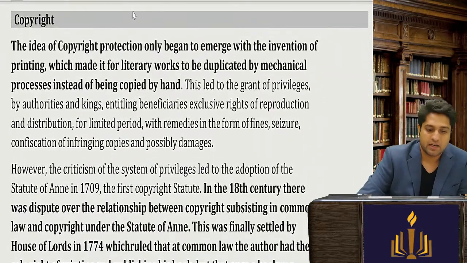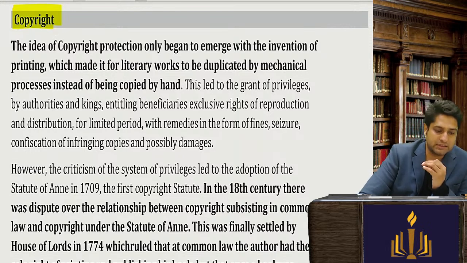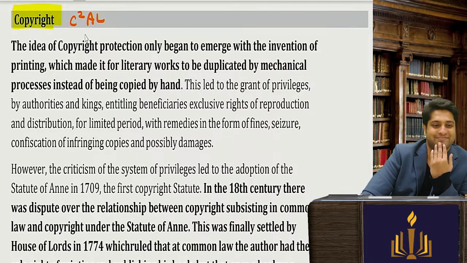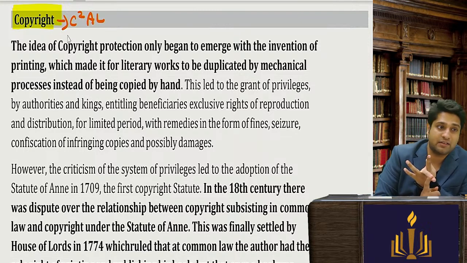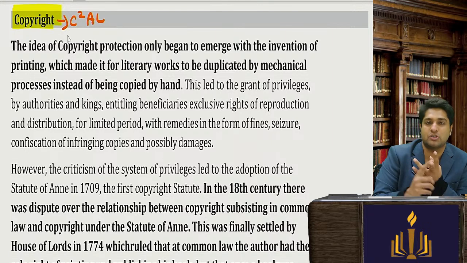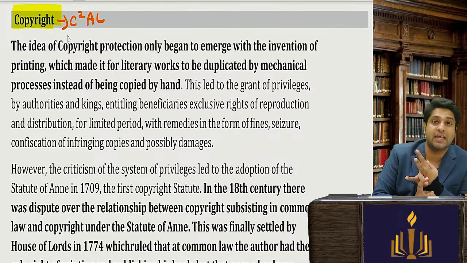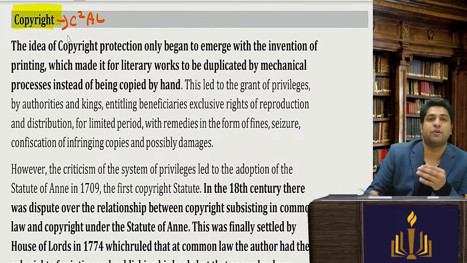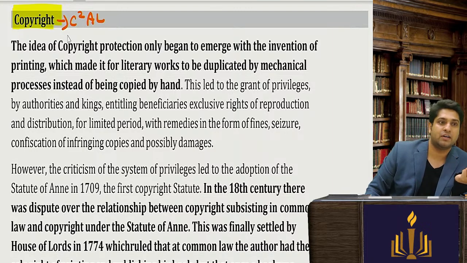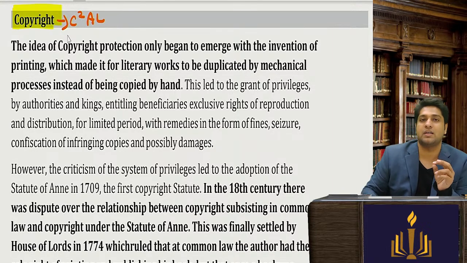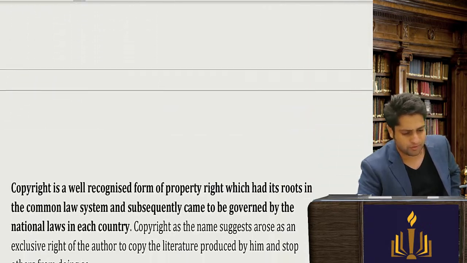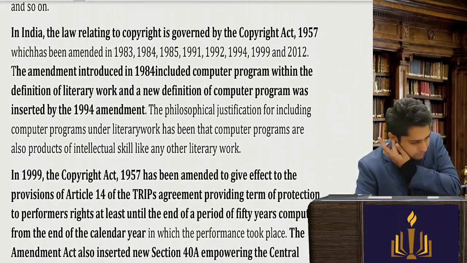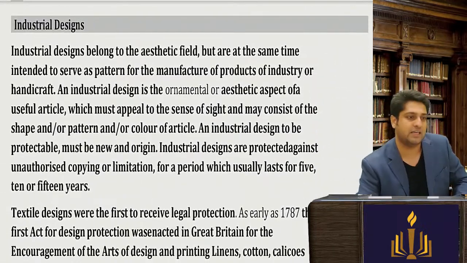Then come copyrights. Now copyright is related to C square AL. Computer programs, cinematographic activities, for example songs, movie scripts, dialogues. A is artistic performances, for example a performer singing, a performer making a video, all of this is there. And literary work is writings, so books, novels, everything comes under the Copyrights Act. You don't have to do it from here, we will have a separate chapter for this, so we will do it from there. Then come industrial designs.